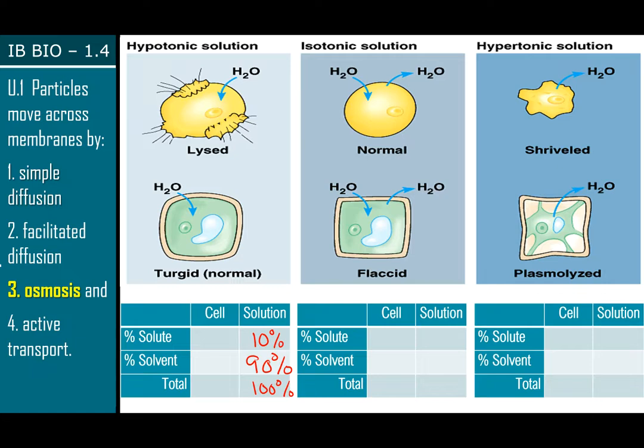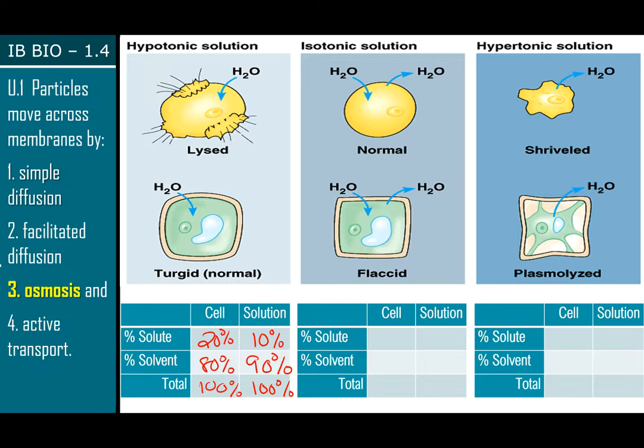My cell is probably going to be hypertonic, right? Now, when I say hypertonic, it doesn't mean that it has to be like 90 and 10. It just means that there has to be more solute than the solution. So I could literally make this 20%, which means that this is 80%, because that adds up to 100%.